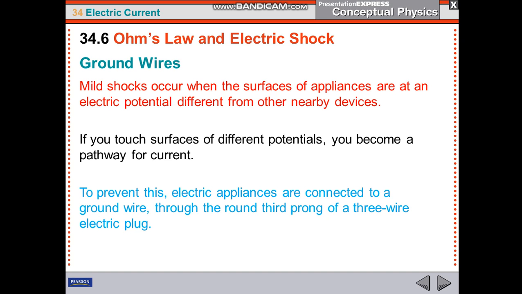So why the third wire, or you can say ground wire? If there is any mild or even excessive electric flow through any electrical appliance, before it comes to your body, that can be taken by the ground through that third prong, or you can say that extra wire connected to the ground. So this is called a ground wire.